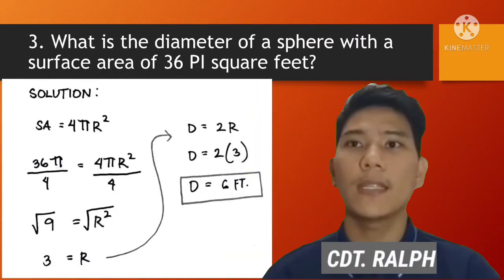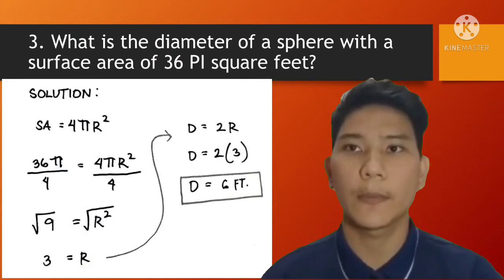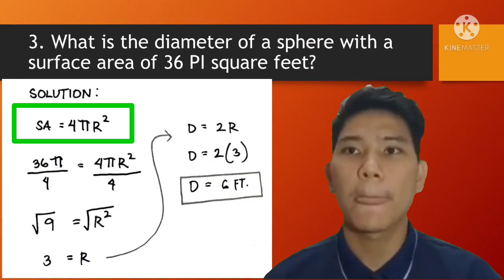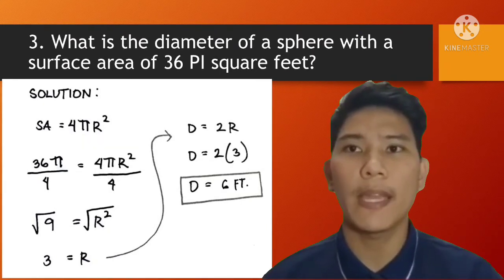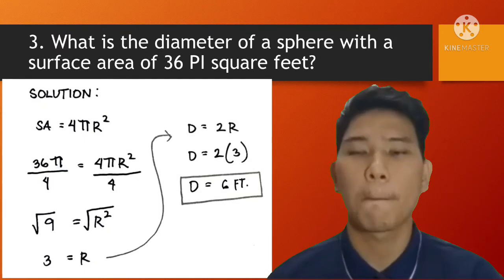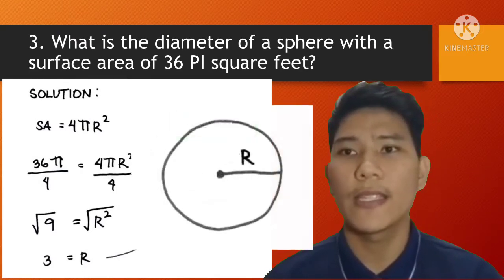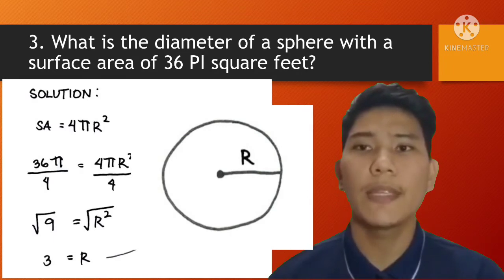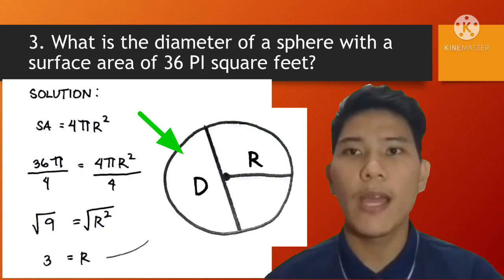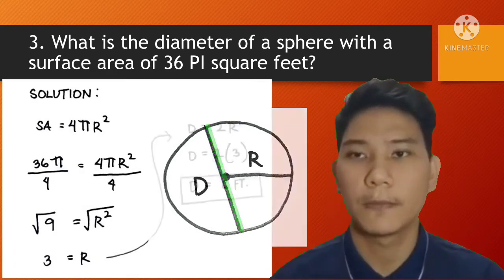Question. What is the diameter of a sphere with a surface area of 36 pi square feet? Well, using this formula, we could find the radius. The surface area is 4 pi r squared. And once we have the radius, we could find the diameter. So let's say if you have a circle with radius r, the diameter is basically twice the radius. It's from one end to the other end, and it passes through the center of the circle or sphere.